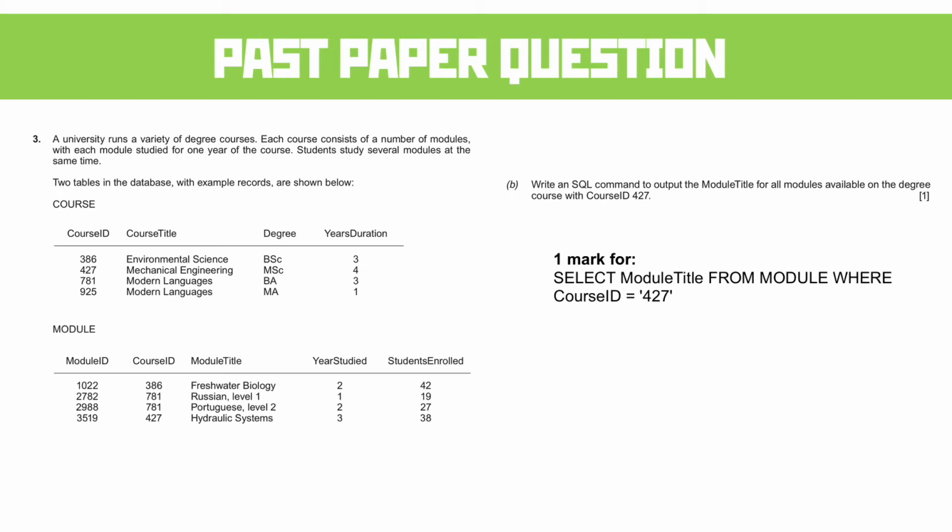So it's going to be a select query again. We're going to be looking for module title only because that's all they want from us, from the module table where the course ID is 427.